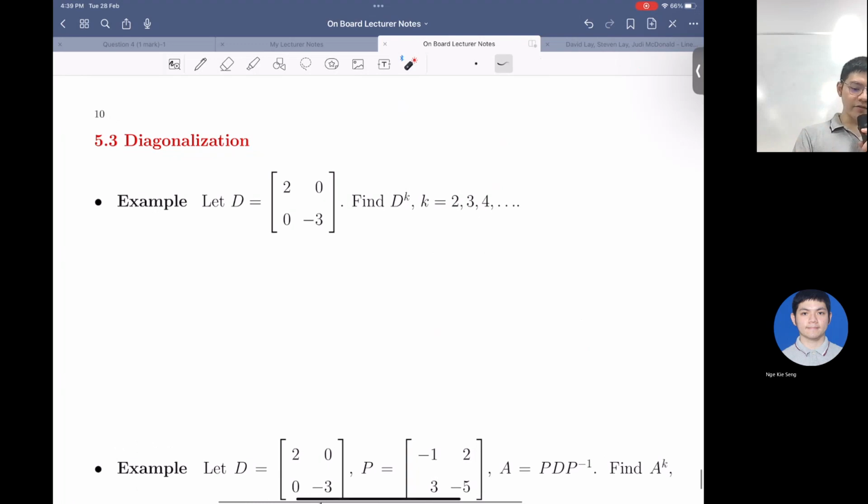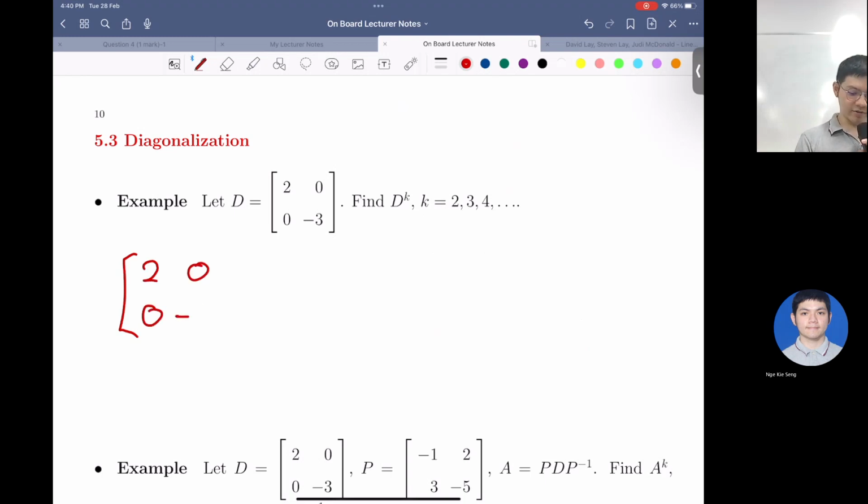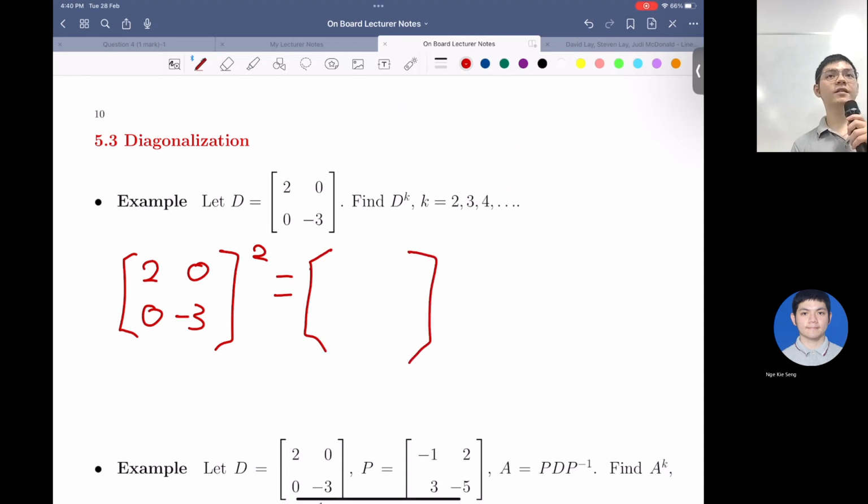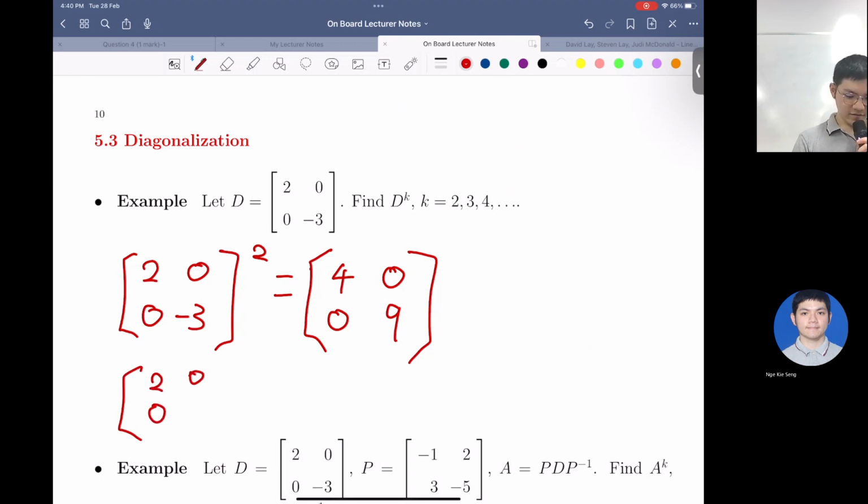Let me show you how useful a diagonal matrix is first. I think we roughly talked about this last time, when we talked about matrix multiplication. Let's say we have D as a diagonal matrix with diagonal entries 2 and minus 3. What is D squared? It is 4, 0, 0, 9. How about the cube?